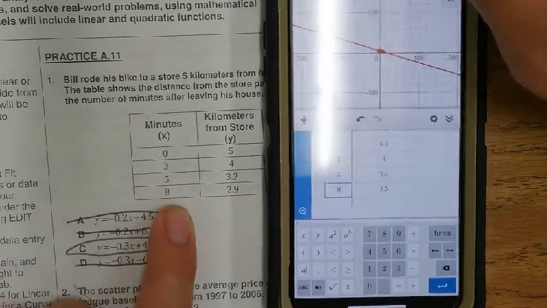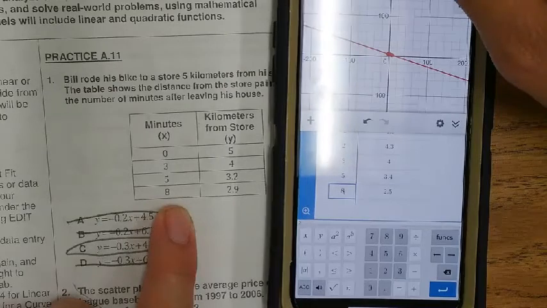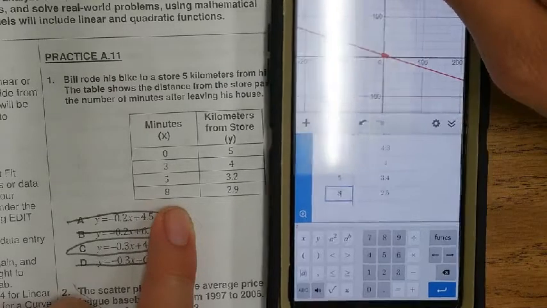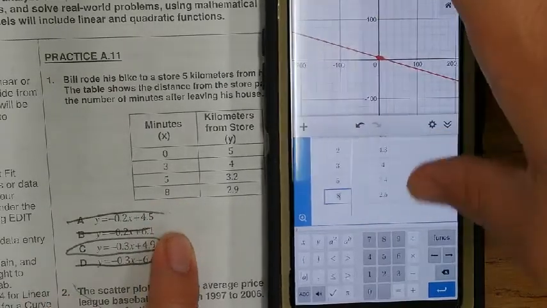So you can tell those are not exact, but this whole page is about line of best fit, so it's going to be the closest. So those are the closest.